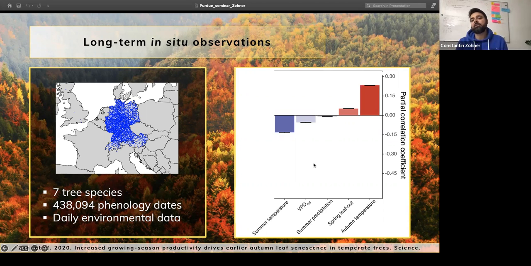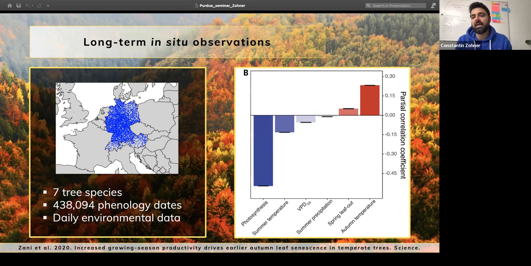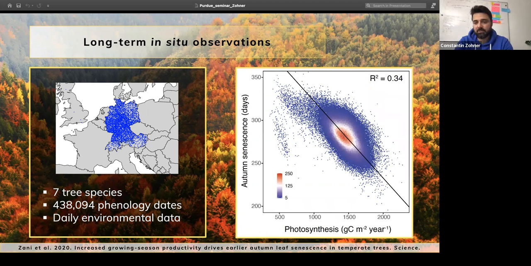But there was one additional effect that we looked at, and this was the early season productivity of trees. This really had a strong negative effect on autumn senescence. So productivity early in the season has this negative effect, and autumn temperature has this positive effect. We can here also look at the univariate correlation between photosynthesis and autumn senescence, and it is negative.